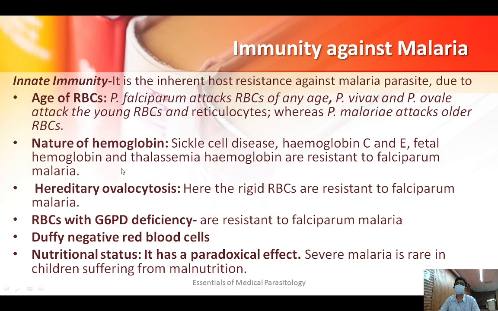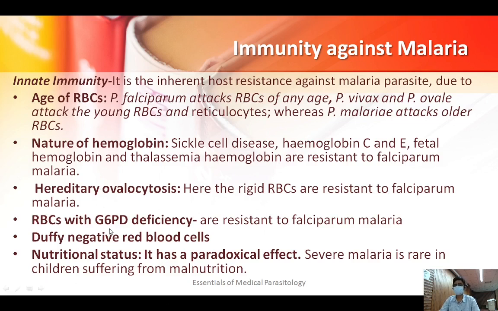Also, based on the nature of the hemoglobin, certain kinds of protection can be there. Patients with sickle cell hemoglobin, HbC, HbE, fetal hemoglobin, and thalassemia hemoglobin are resistant to Plasmodium falciparum infection. Why? Because the oxygen tension there is less and the parasites will not be able to survive. Even in hereditary ovalocytosis, the rigid RBCs are resistant to Plasmodium falciparum infection.